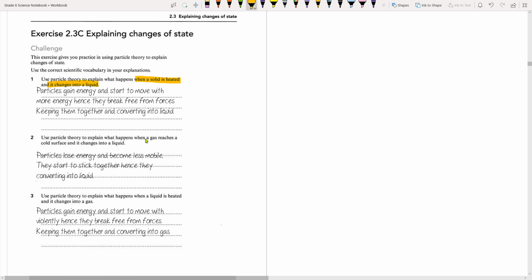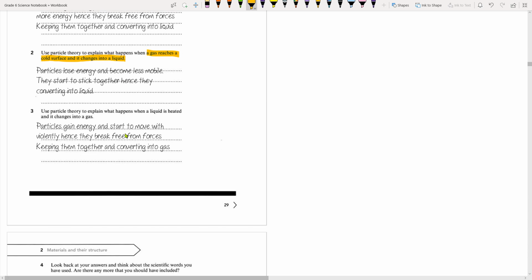Now use the particle theory: what happens when a gas reaches a cold surface and changes into a liquid? This is what we call condensation. So the particles lose energy and become less mobile. They start to stick together loosely and they convert into a liquid. As I said, these are just hints, or pointers, to make you understand what you need to write over here. But the answers can be in whatever form you want to write them, as long as this logic is explained. This is the requirement of the question.